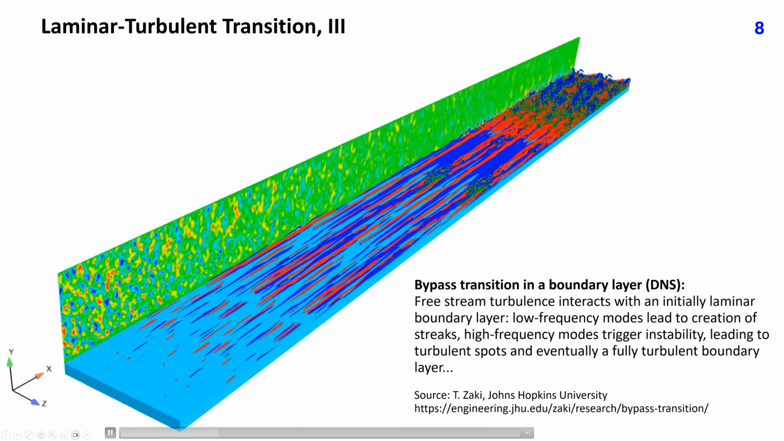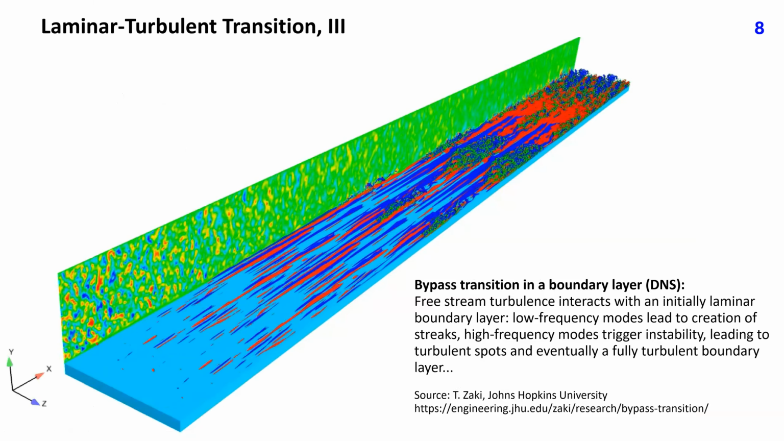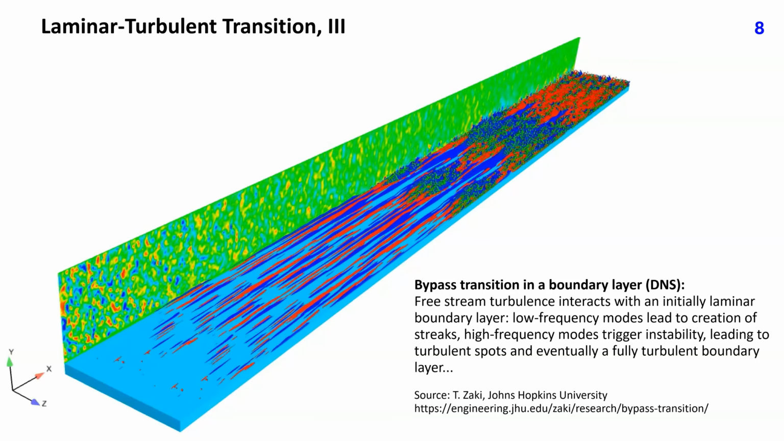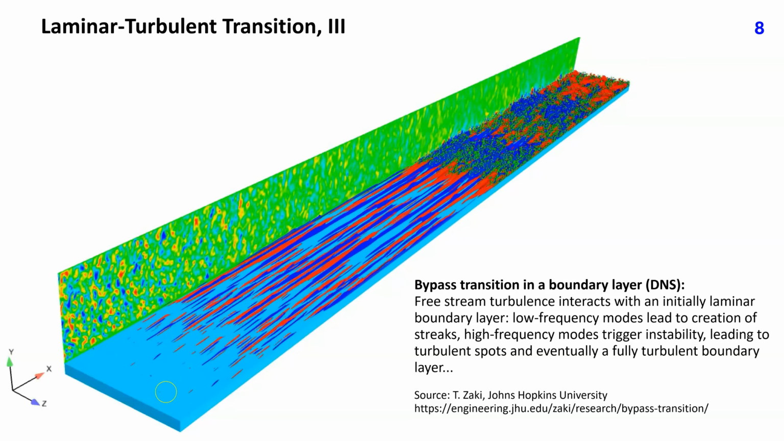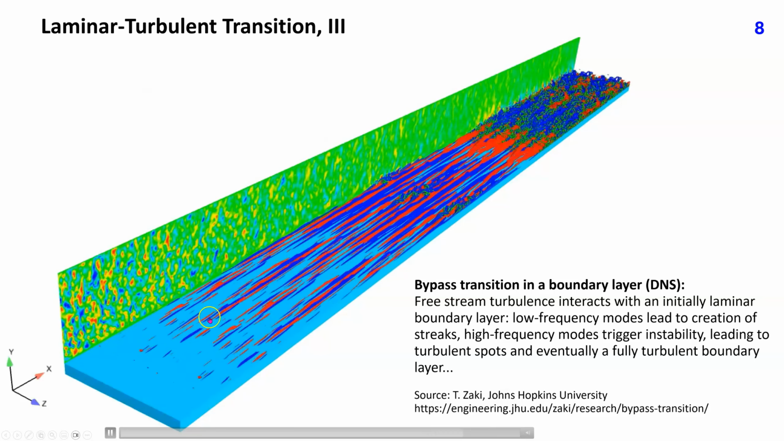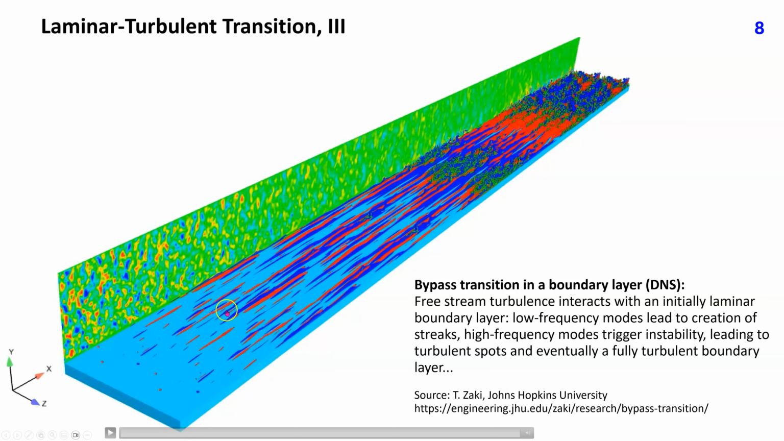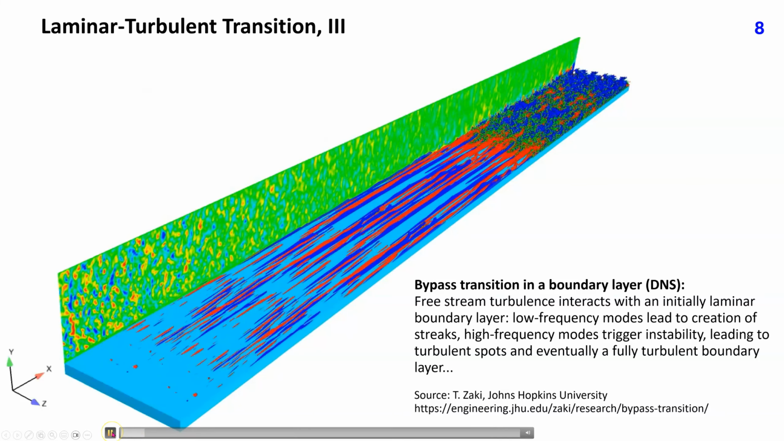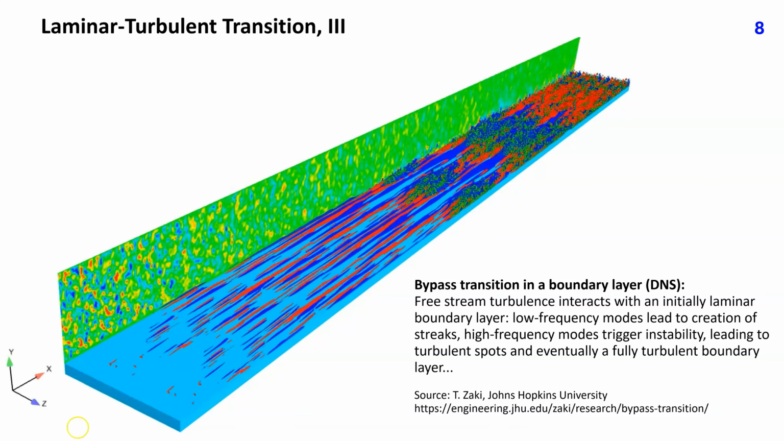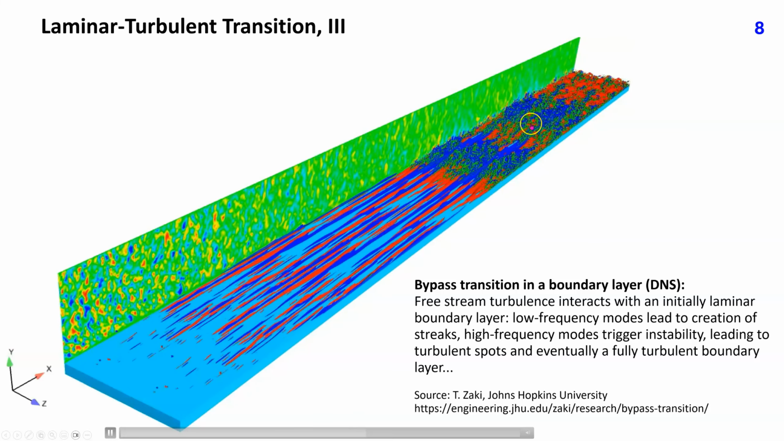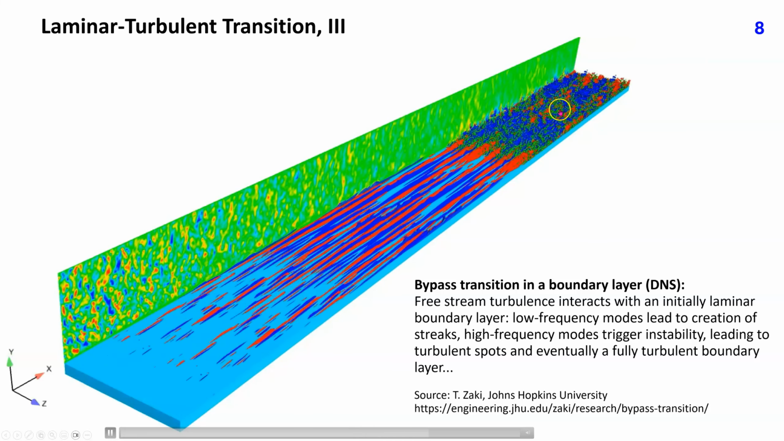This animation shows a direct numerical simulation of bypass transition in a boundary layer. Free stream turbulence interacts with an initially laminar boundary layer. Low frequency modes lead to streaks. High frequency modes trigger instability, leading to turbulent spots and eventually a fully turbulent boundary layer.